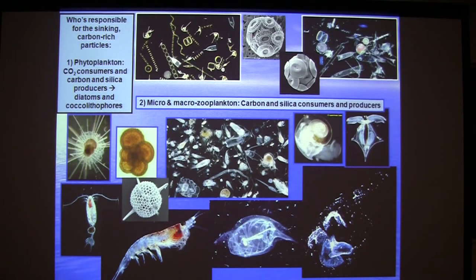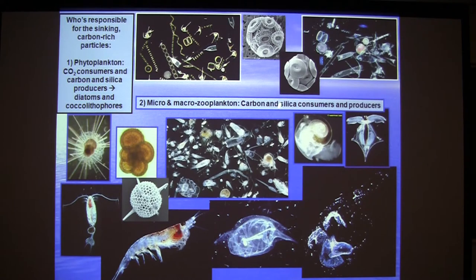Okay, so a little review here, because I know a lot of students are from diverse backgrounds. Who's responsible for carbon sinking in the ocean? What are the particle producers? These are the primary producers. We're talking about the silica-producing diatoms and the calcium carbonate-producing coccolithophores, shown here in a number of these photomicrographs. And also we have macro and microplankton, zooplankton, that consume phytoplankton, produce detritus through defecation, death and dying, and all that good activity that happens in the upper water column and in the midwater.